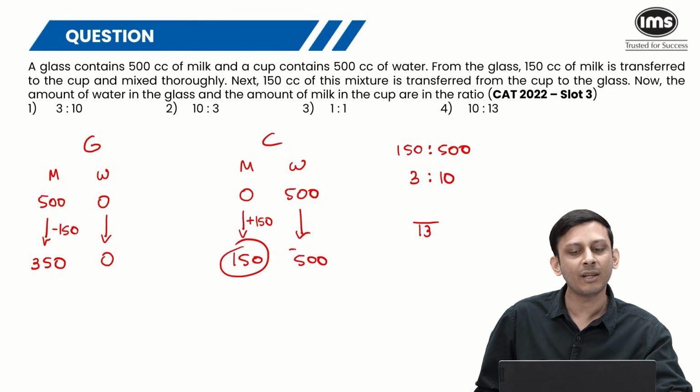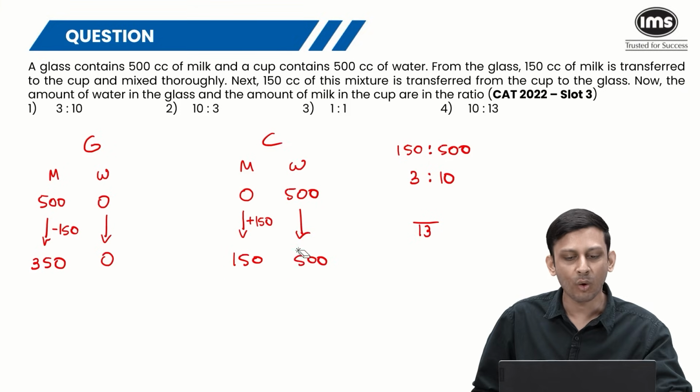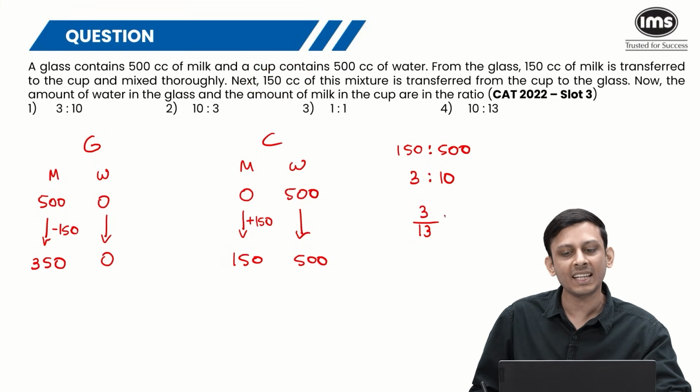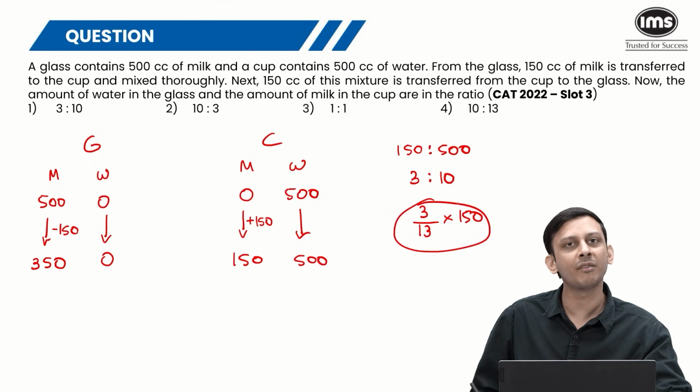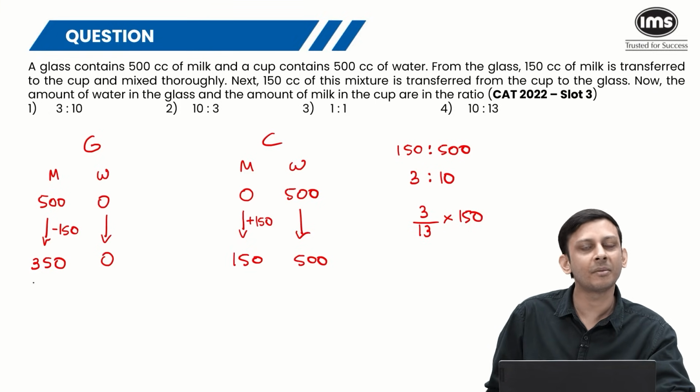And neither of these two values is divisible by 13. So that will be a problem with calculation. For example, if we think about milk, milk is represented by 3 parts. So milk will be 3 upon 13. And total that we are transferring is 150 cc of the mixture. So 3 upon 13 into that total 150 will be milk. Now see, this is a fractional value. If you use the calculator, you'll get a decimal. But that is not convenient for calculation, because then when we transfer it, we'll get a decimal value overall.